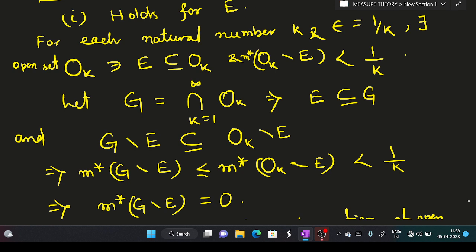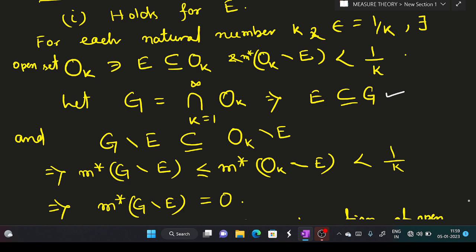So collect all such countable open sets O_k and take their intersection to get G. Naturally, G is a set obtained from the countable intersection of open sets. That is, G is a G delta set. And as E is a subset of O_k for every k, naturally E is a subset of their intersection. That is, E is a subset of G.